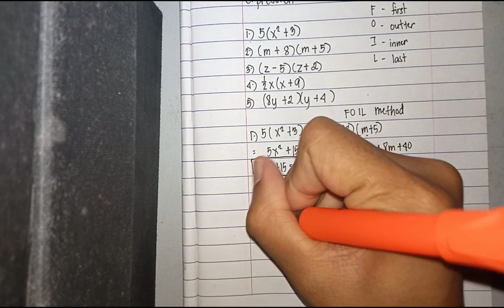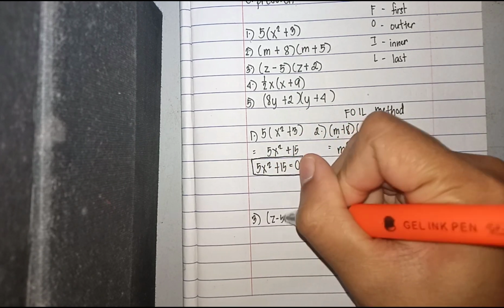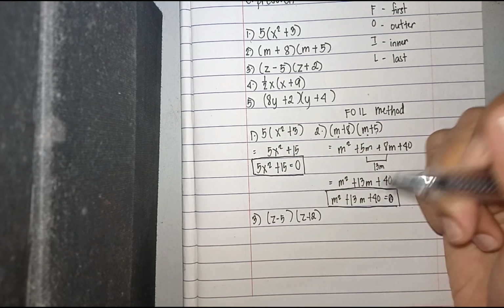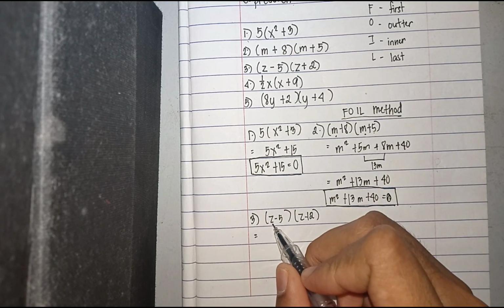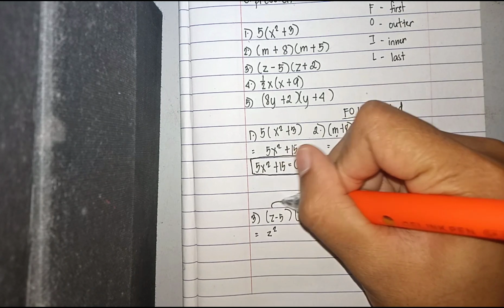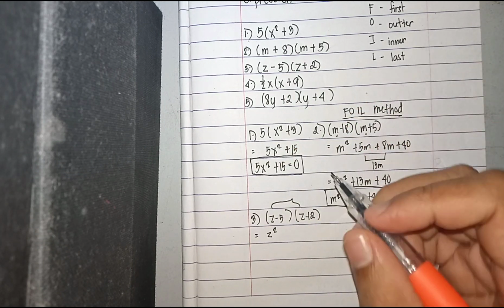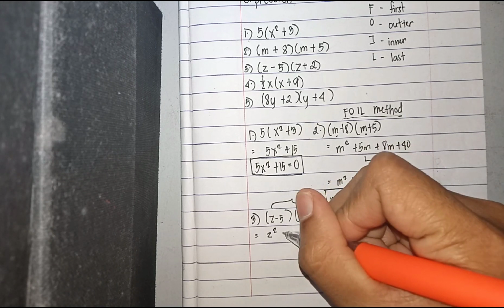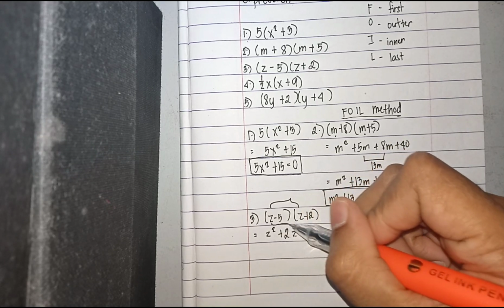Next, number 3. Number 3 is the quantity of z minus 5 times the quantity of z plus 2. So let us use the FOIL method. So the first term is z times z is equals to z squared. Next, the outer term, z times 2, so it's positive 2z.